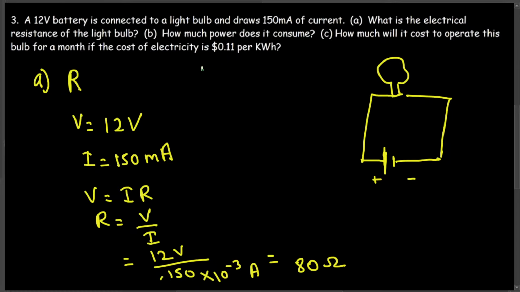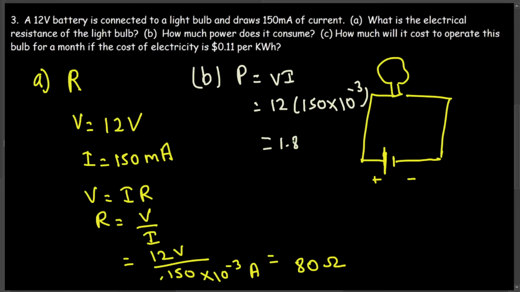Let's look at the B part. B part is asking how much power does it consume. So we have resistance, we have voltage, and we have a current. Now we can apply this equation, P is equal to V times I. That is, voltage is 12 volts, and we have current, that's 150 milliampere. So 150 times 10 to the power of minus 3, or you can put 0.15, whichever you prefer. And that's going to give us 1.8 watts.